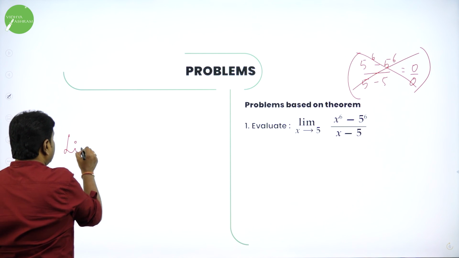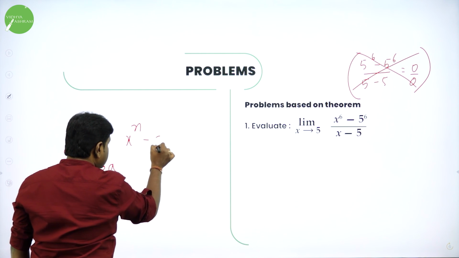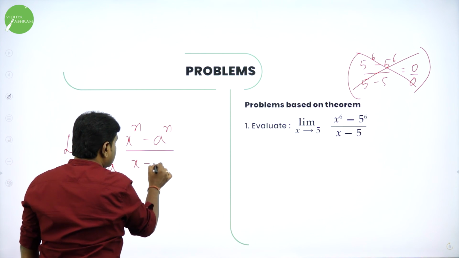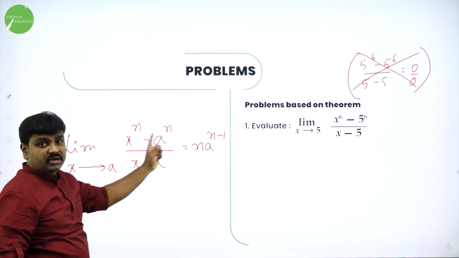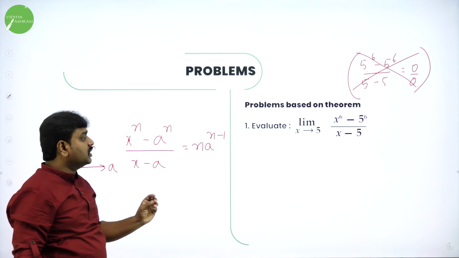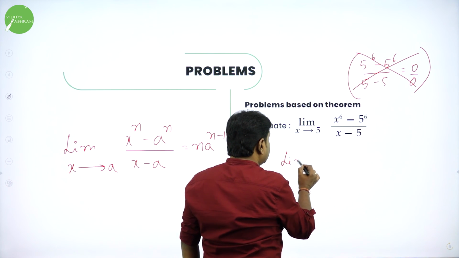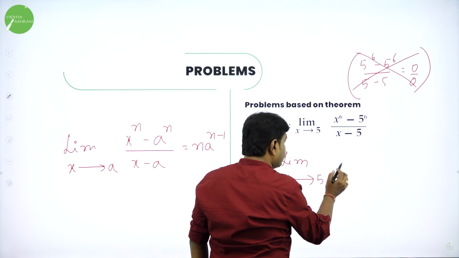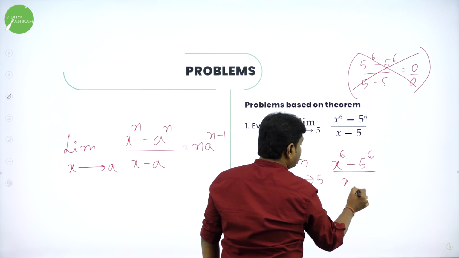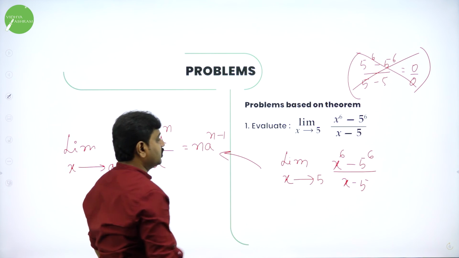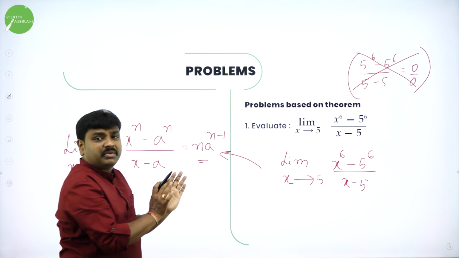What is the theorem? Limit x tends to a, (x^n minus a^n) by (x minus a). The answer is n into a^(n minus 1). You can see this is in the form of the theorem. So, limit x is tending to a; in the place of a I have 5, in the place of n I have 6, so 5^6, by x minus 5. Does this resemble this form? So, now what is the answer? n into a^(n minus 1). Don't apply limit directly, we can use the theorem.